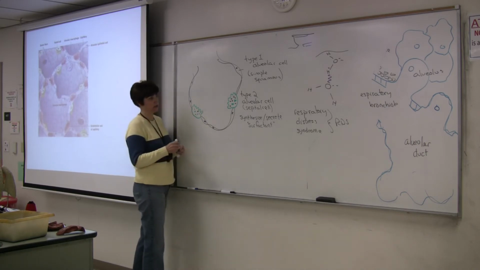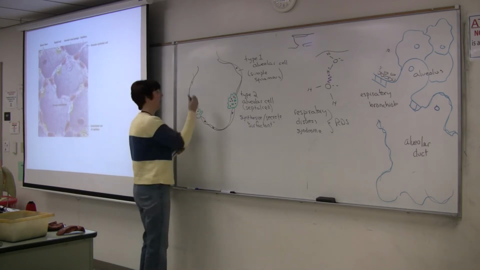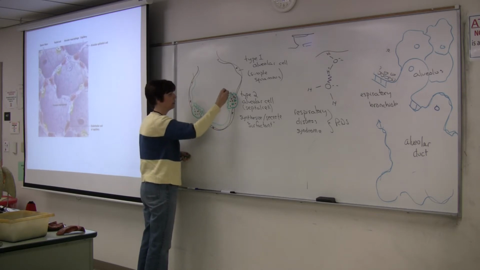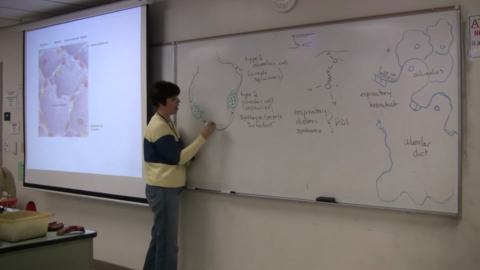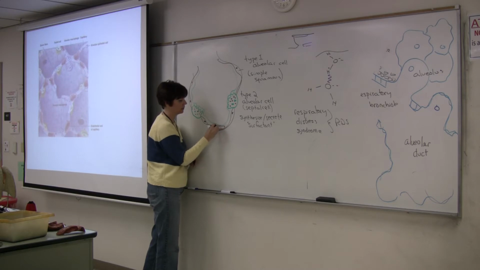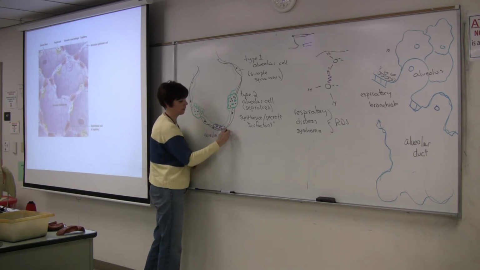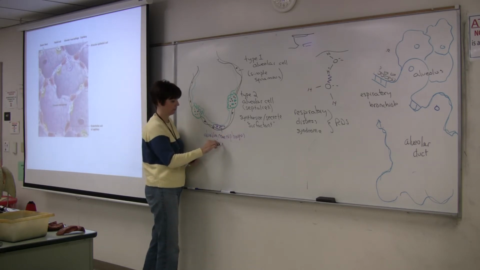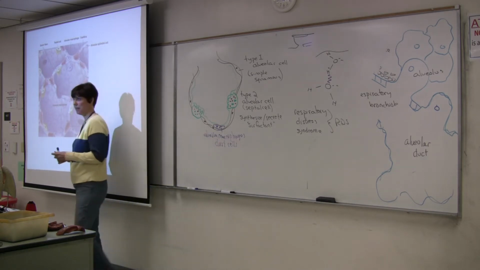So the type 2 cells are secreting this film, this oily film of surfactant that covers over the surface of the airways. But underneath, moving around under this film, are macrophages. Alveolar macrophages. And these are also known as dust cells. So their purpose is to remove particulate matter.